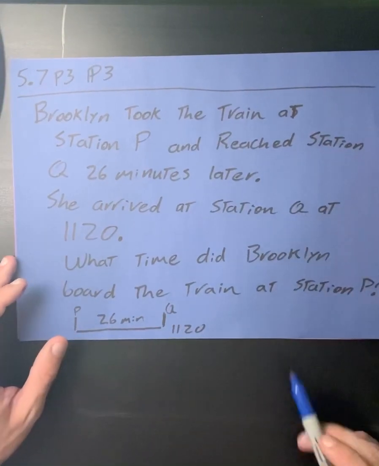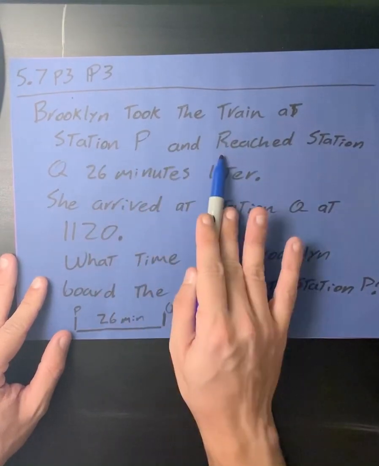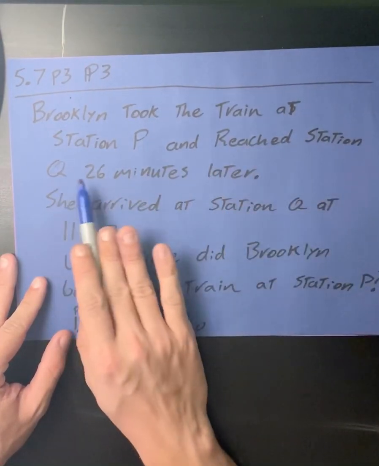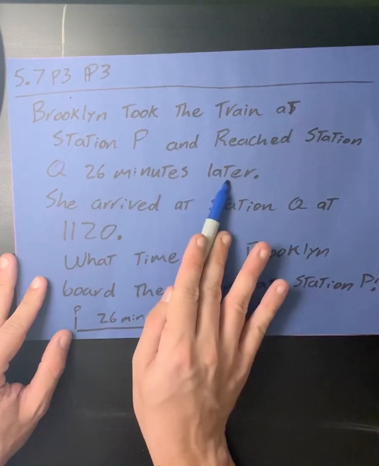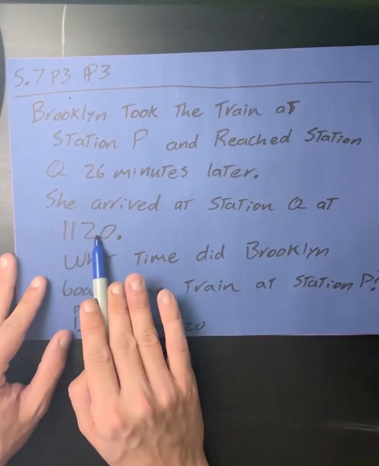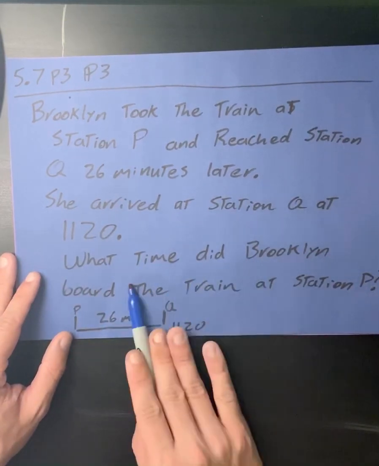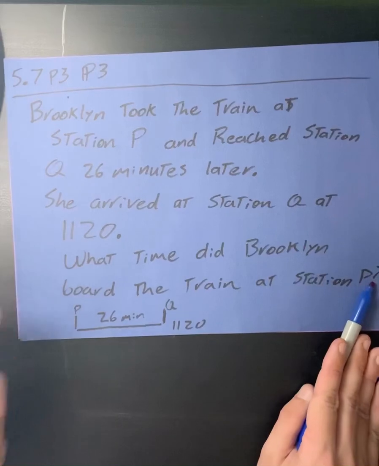Dealing with time. Brooklyn took the train at station P, and she reached station Q 26 minutes later. She arrived at station Q at 11:20 or 1120. What time did Brooklyn board the train at station P?